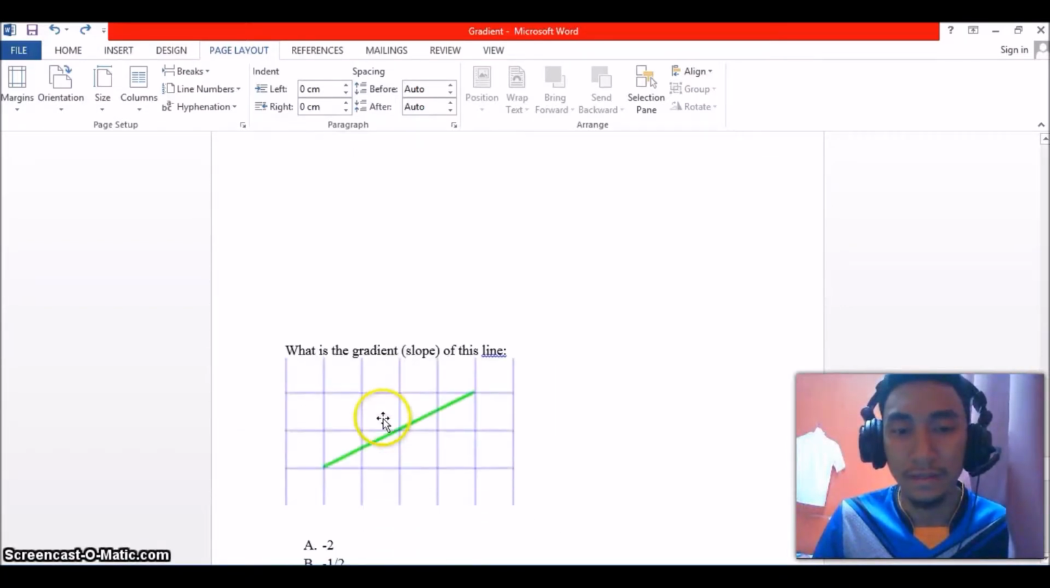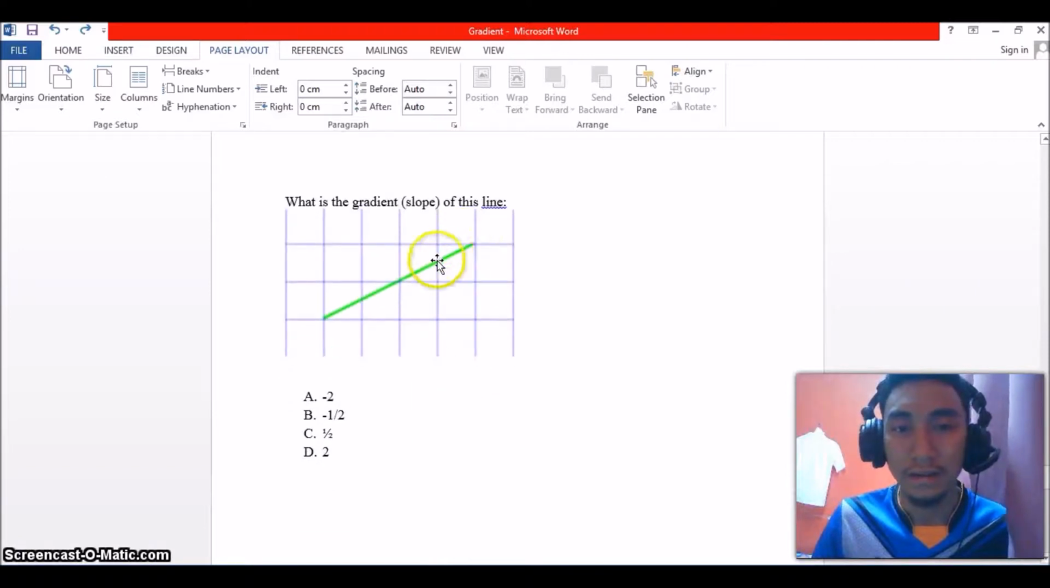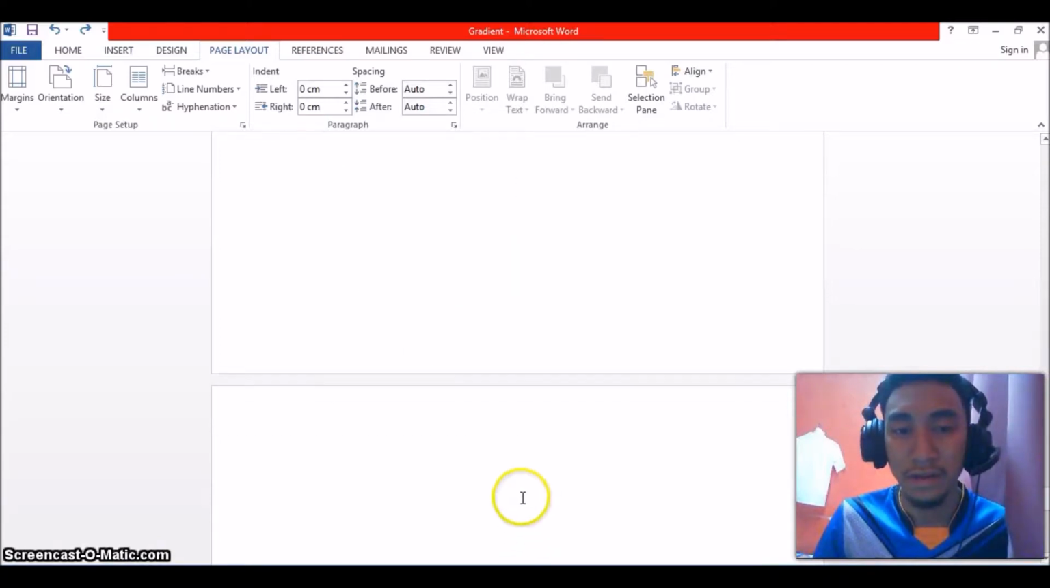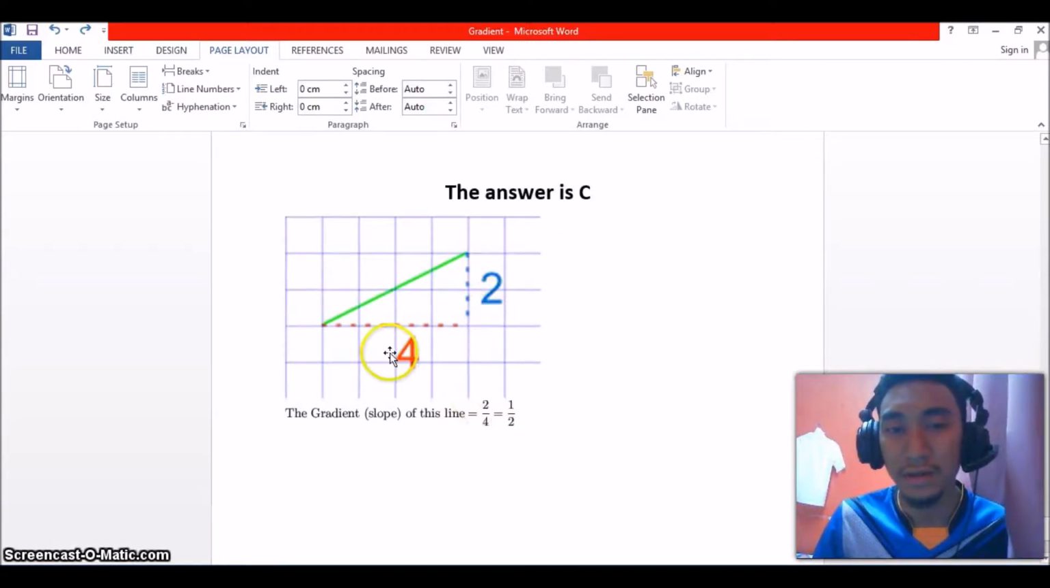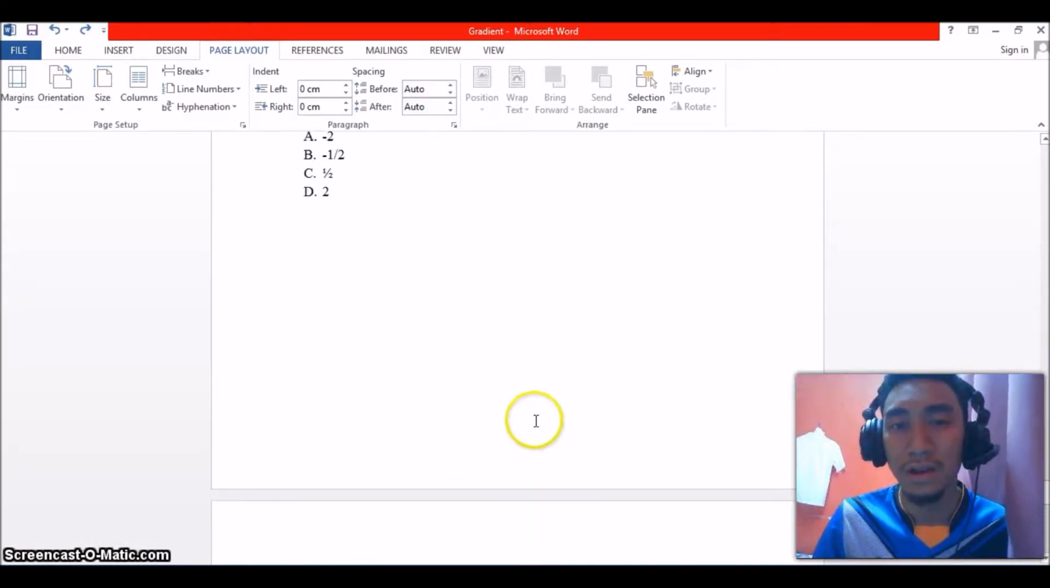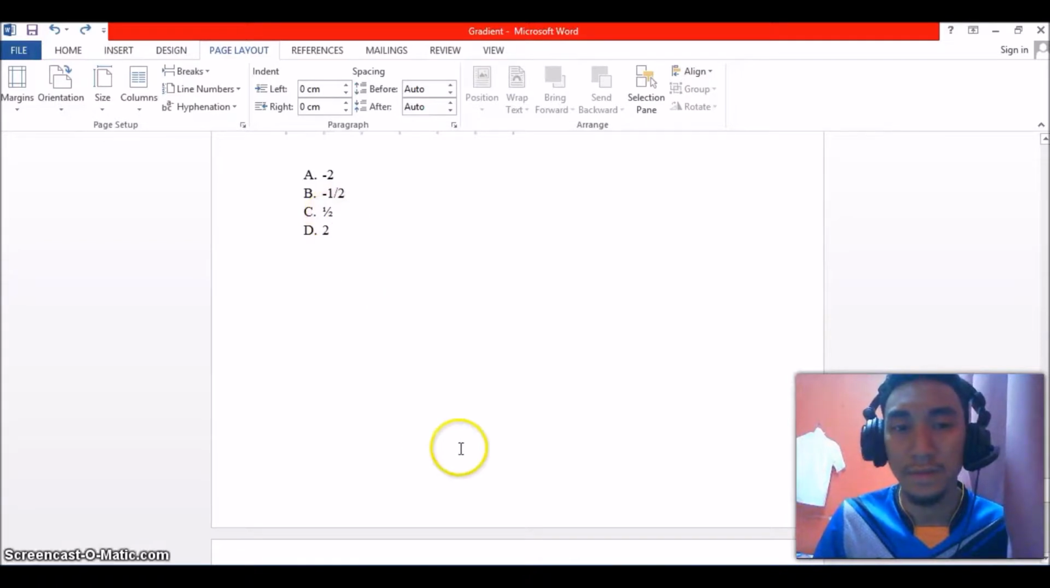For another question, the gradient of this slope is positive because it goes up. The change in y is 2 and the change in x is 4. So we divide the change in y by the change in x, 2/4, and simplify the fraction, and we get the answer 1/2, and the answer is C.